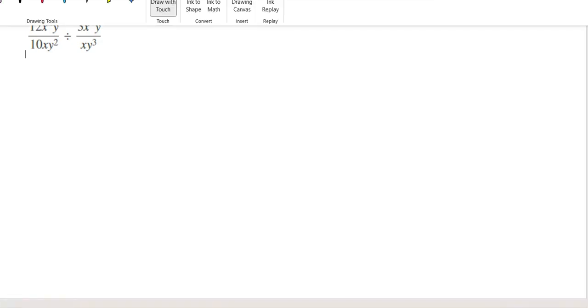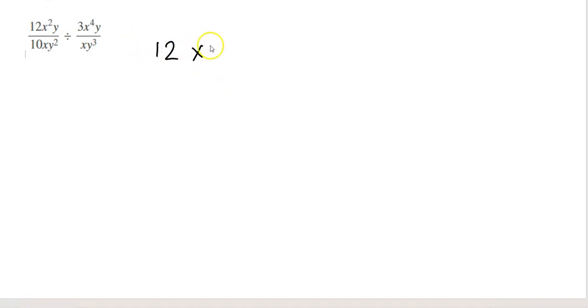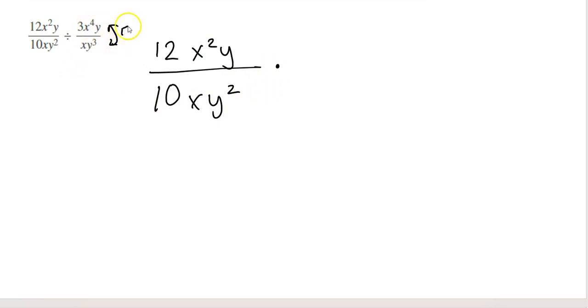So let's take this and rewrite this as 12x squared y divided by 10xy squared. Remember, this is division, so what we're going to do is turn this into a multiplication statement, and I'm going to take the reciprocal of this. Remember, this just means flip your second term. This is your first term, this is your second term. So I'm going to flip it, and I'm going to have xy to the third all over 3x to the fourth y.